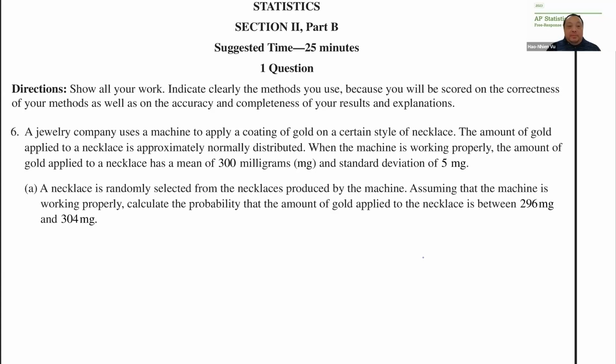Assuming the machine is working properly, first of all, the amount of gold will be normally distributed. Actually, approximately normally distributed comes before when the machine is working properly. So it's going to be approximately normal all the time. When it's working properly, the mean is 300 and the standard deviation is 5.